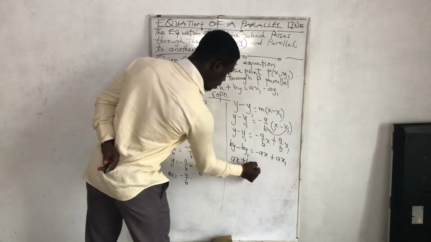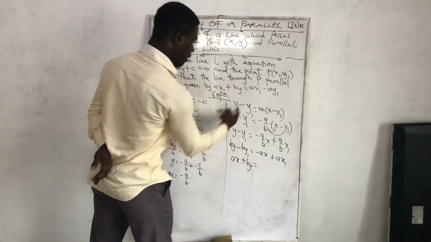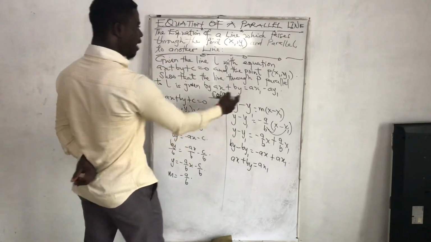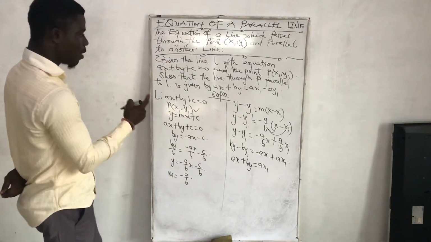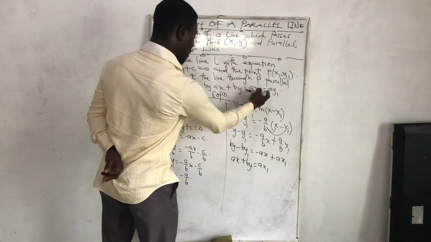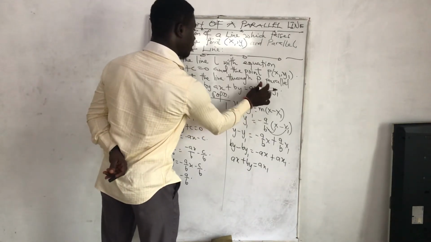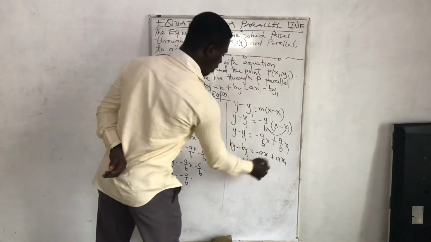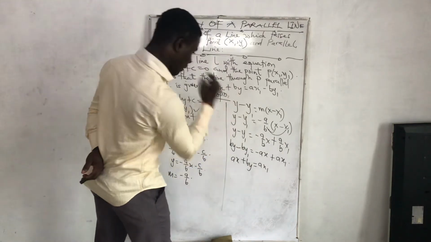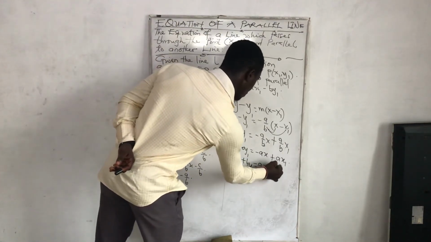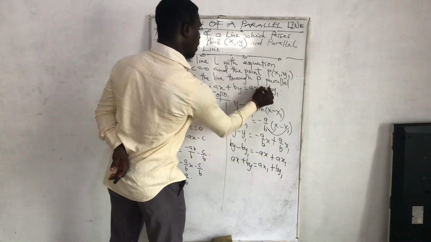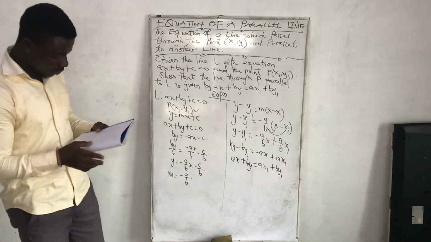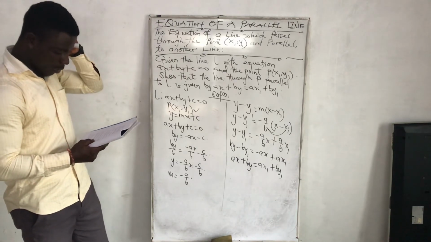Then being equal to ax1, then minus ay1. Here it is supposed to be b, not a. That's a mistake. It's supposed to be minus by1. So that means this one must cross, then I'll get plus by1. It's supposed to be plus, sorry. That's a typographical error.